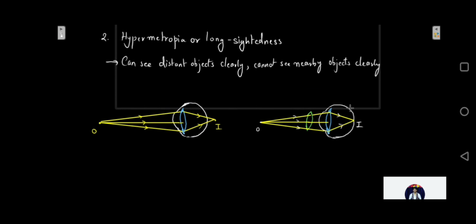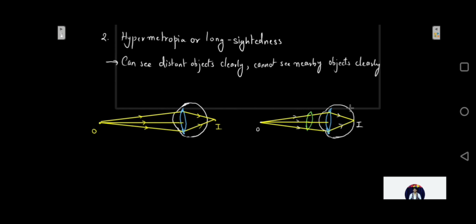As a result of this cause, what is going to happen in this case is the rays which are coming from the object placed at 25 centimeter, that is the near point of the eye for a normal eye, from the eye, meet at a point behind the retina. So the image will be formed behind the retina in this case, as shown in the figure, and the object will not be seen clearly.